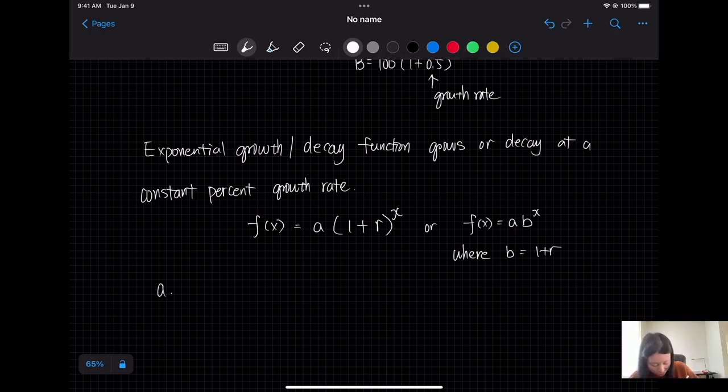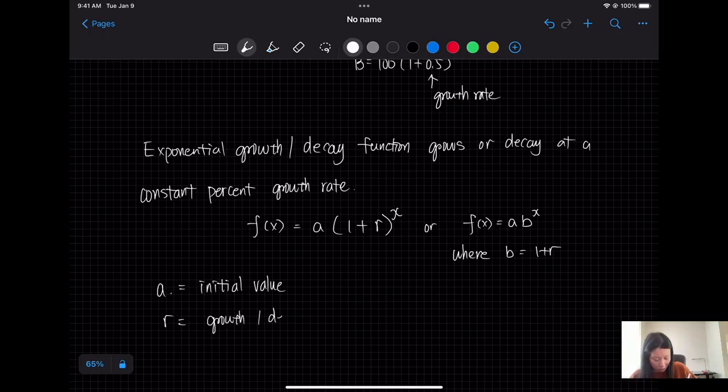Our a is going to be our initial or starting value. r is the growth or decay rate. Remember, if it's decay, it will be a negative number. You have to write it in decimal form. And b is the growth factor or multiplier.